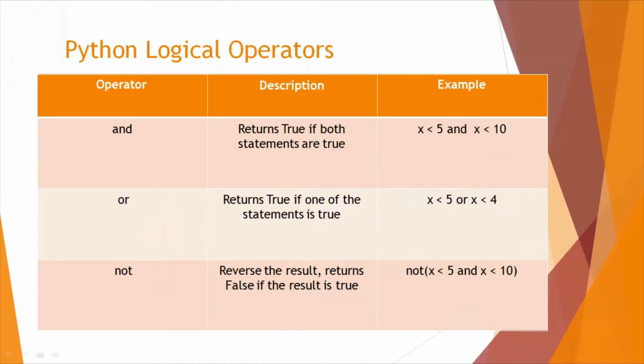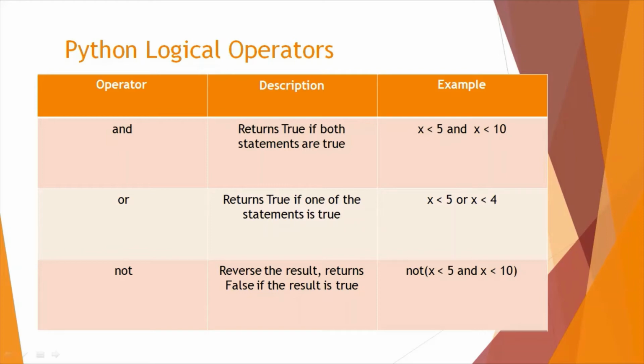On number 4, we have Python logical operators. The operator name is AND. It will return true if both the statements are true. Here, if x is less than 5 and x is less than 10, only if both of these statements are true, then it will return true.